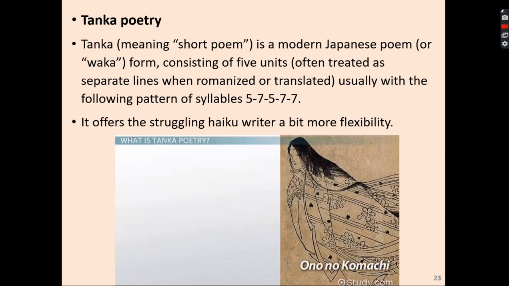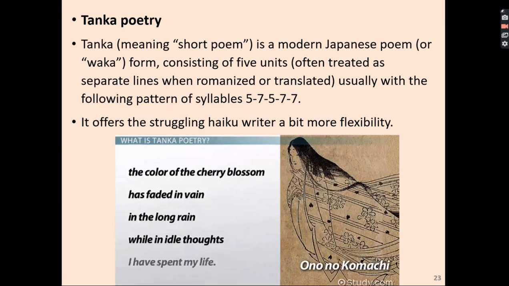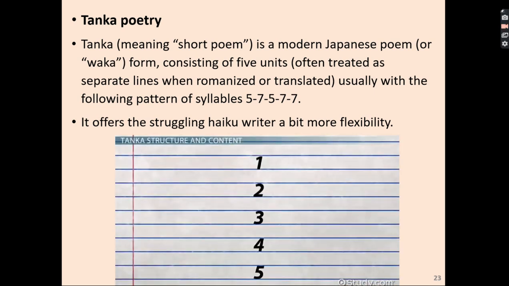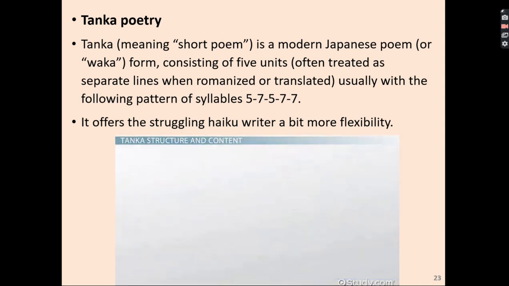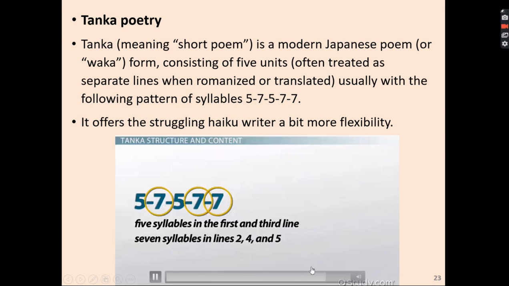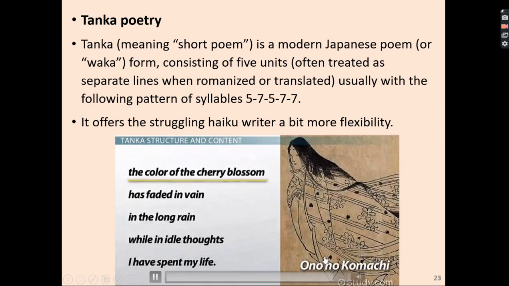This one is by Ono no Komachi from about the year 850. The color of the cherry blossom has faded in vain in the long rain, while in idle thoughts I have spent my life. Tonka poems follow a 5-line form. When written in Japanese, the form will follow a pattern of syllables 5, 7, 5, 7, 7. In other words, there are 5 syllables in the first and third line, and 7 syllables in lines 2, 4, and 5. When Tonka are translated into English, the syllable count usually changes, which is why our example has 9 syllables in the first line. There are only 5 in the original Japanese version of that line.